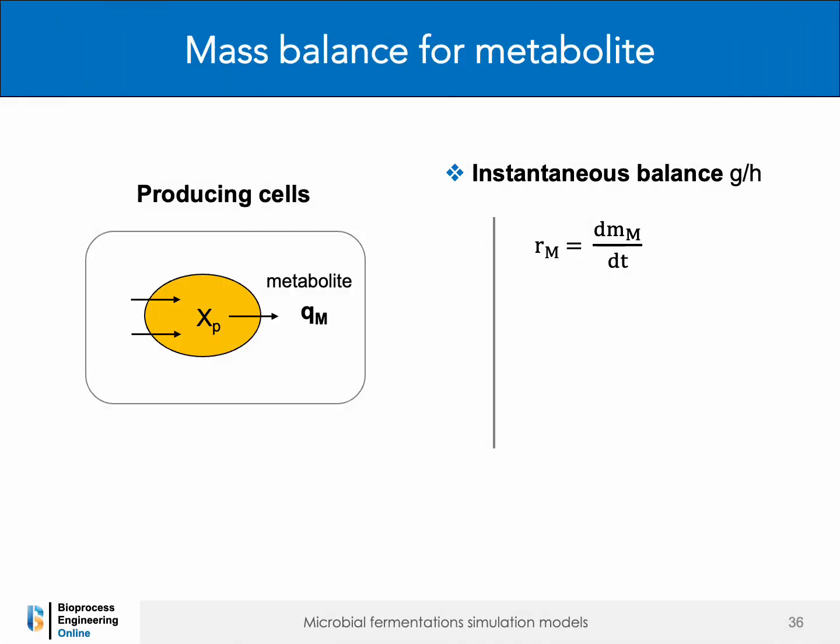For the produced metabolite, the instantaneous balance in gram metabolite per hour on the fermenter is R_m equals dm_m over dt. R_m is the metabolite production rate, and m_m the metabolite mass. Introducing the specific metabolite production rate Q_m, the balance becomes Q_m x_p V equals V dm over dt. Accordingly, the differential equation describing the time variation of the metabolite concentration is dm over dt equals Q_m x_p.